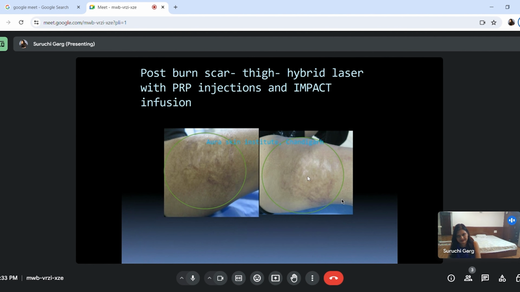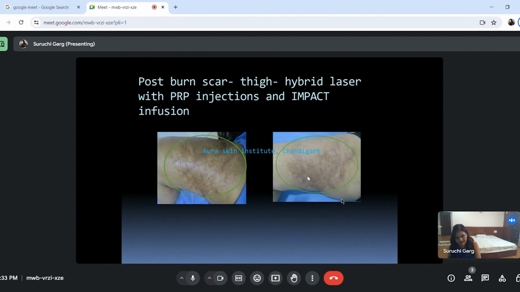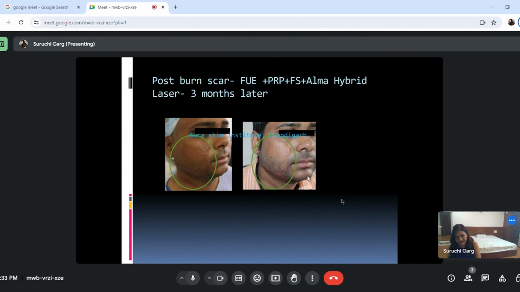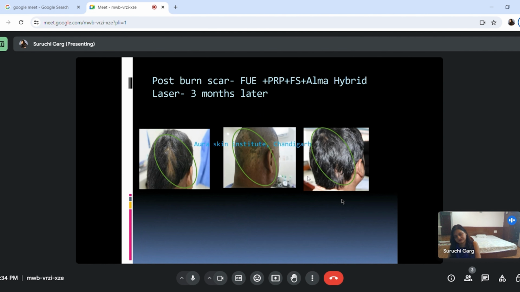Now, coming on to the other results. Again, this is a combination treatment, and there was reduction in the contractures also. This is the other side, and this is a case of face burn. We did FUE hair transplant on the beard area. We did Alma hybrid laser, and this was 3 months later. And the same patient on the back of the scalp, you can see that there's a burn scar. This is on the day of surgery, and then we have 3 months later.